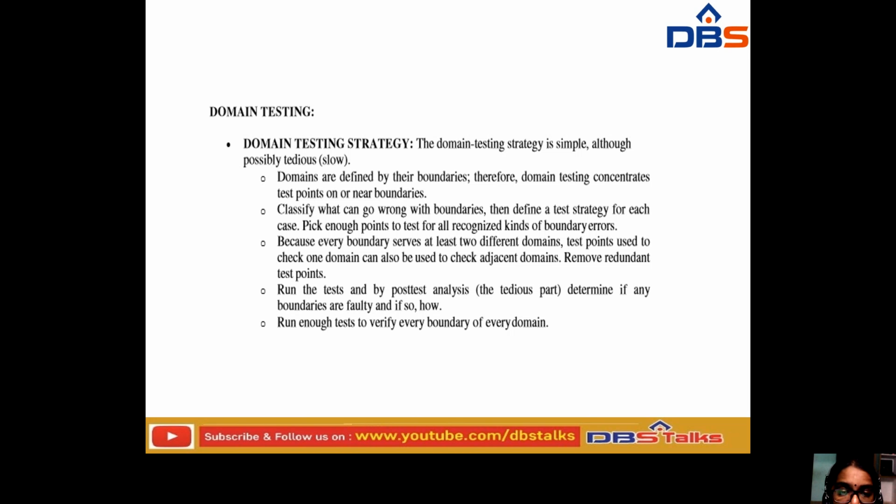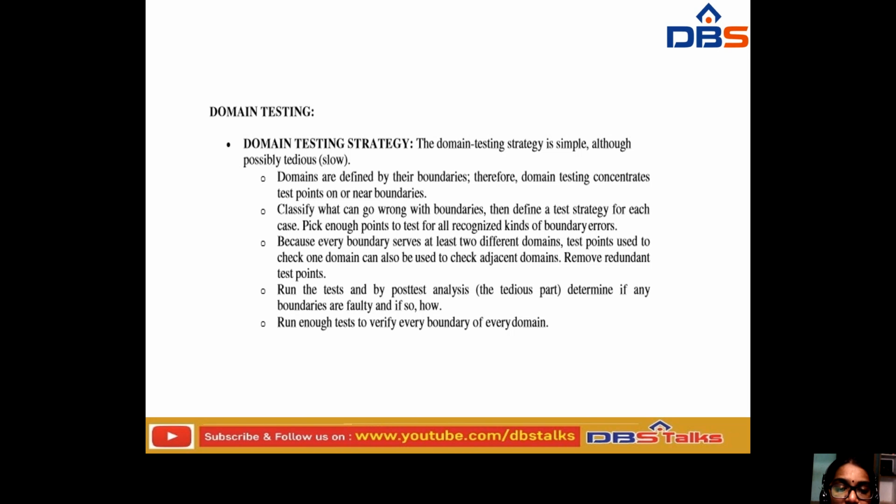So for a boundary you have some test points. You have to check each of the test points, pick them up, and recognize whether there are any boundary errors or not. Why? Because each and every boundary serves at least two different domains. The test points used to check one domain can also be used to check the adjacent domains.